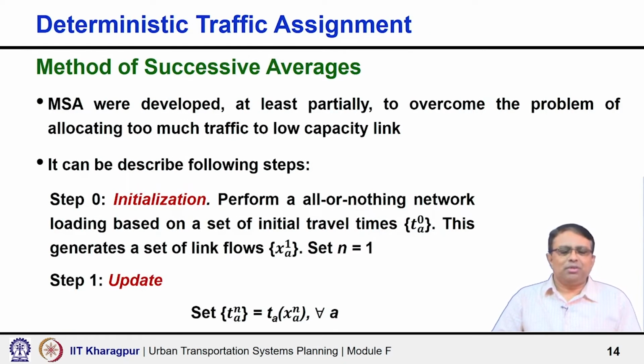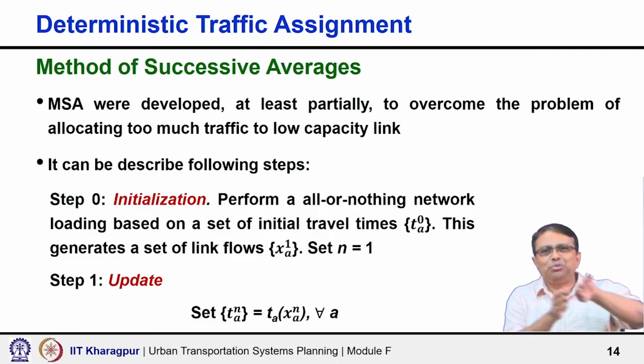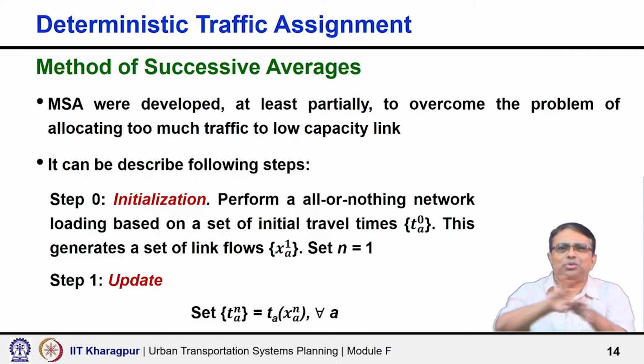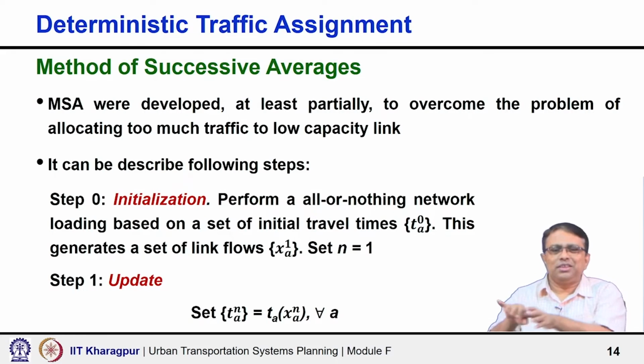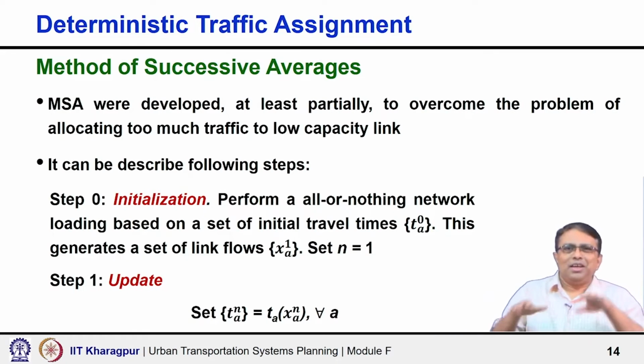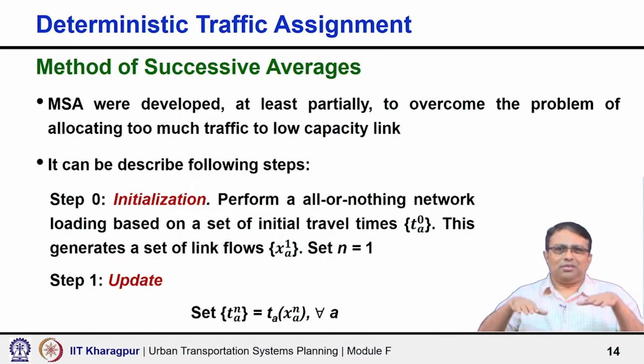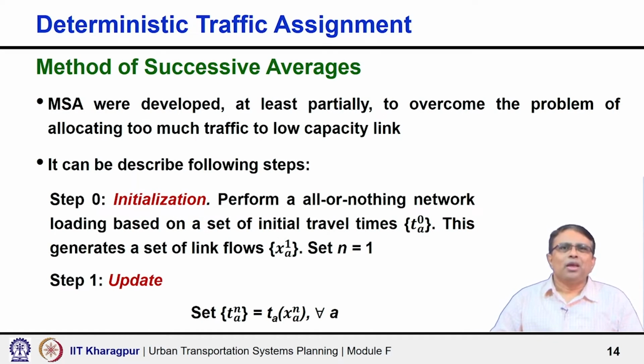So, the method of successive averages was developed at least partially to overcome the problem of allocating too much traffic to a low capacity link, and doing some kind of balancing. You assign more and it has gone over, so take something and put it here; now this has become more, so take something and put it there; still it is less, so take a little bit more and put it there. Like that, trying to balance until the travel times become the same. It can be explained through the following steps.